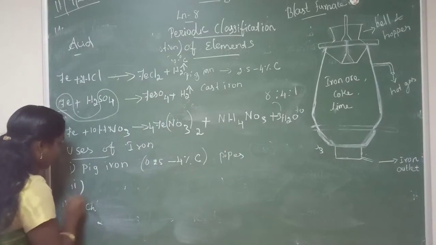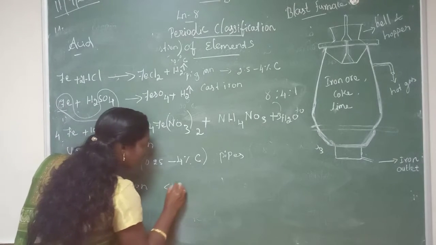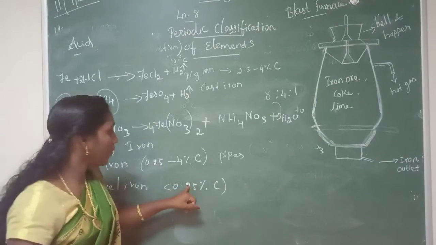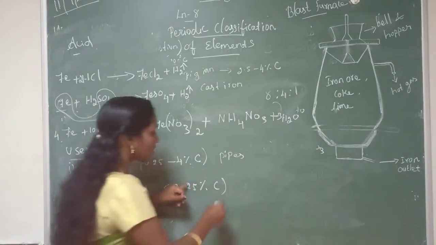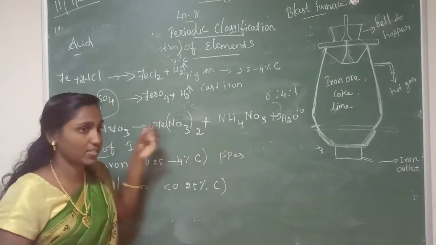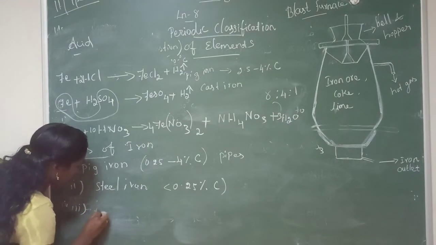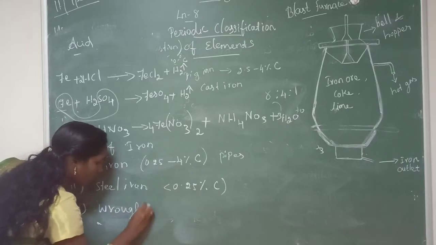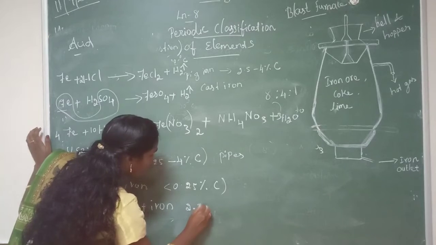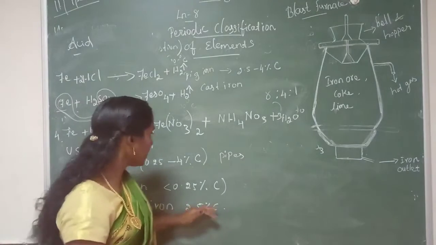Then second is steel iron. It contains less than 0.25% carbon. It is used in construction of buildings, then machines, TV towers, transmission cables, something. Okay, so then third iron is wrought iron. This wrought iron contains 2.5% carbon.